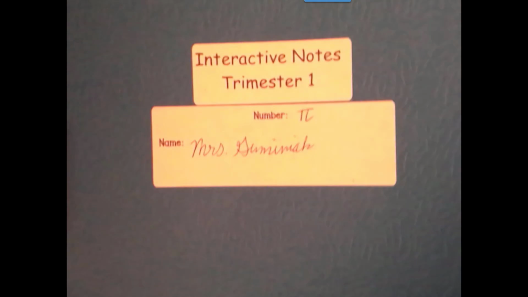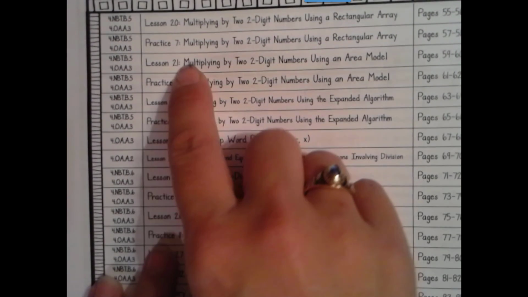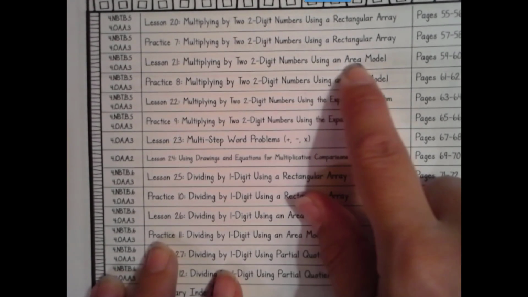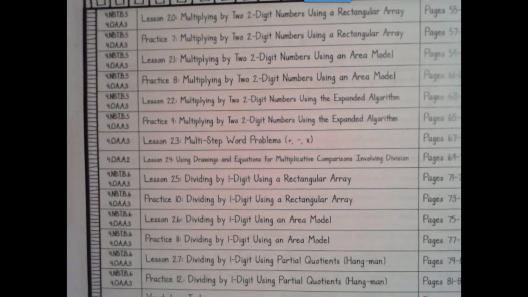Welcome to Lesson 21, Part 1. We're going to be multiplying by two-digit numbers using an area model, pages 59 and 60.